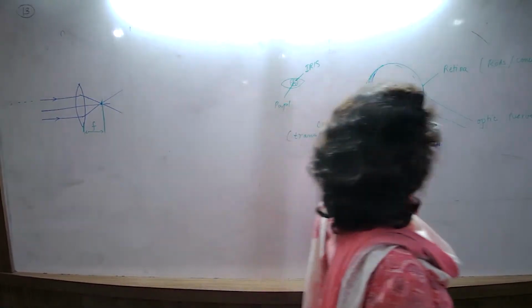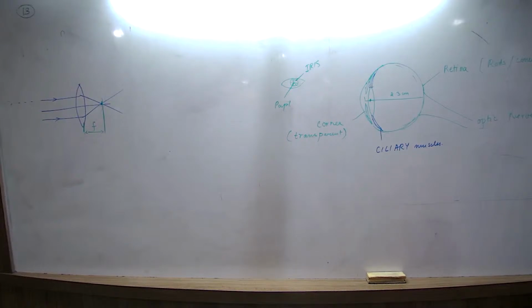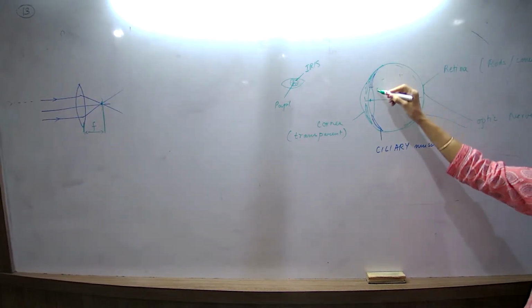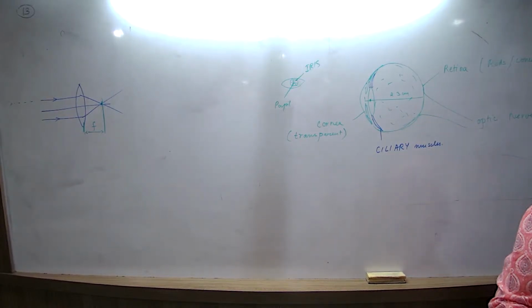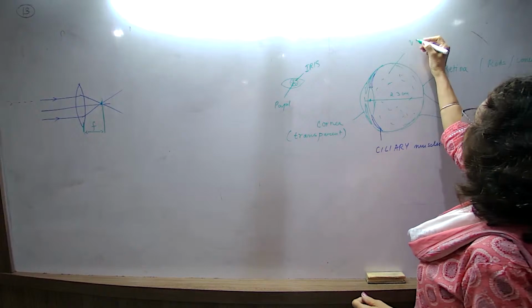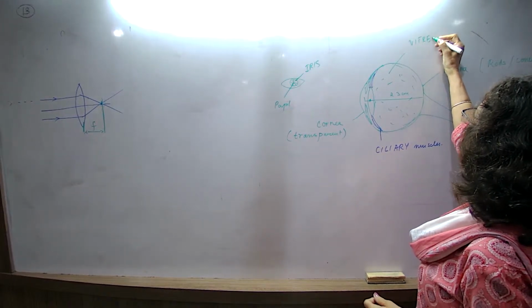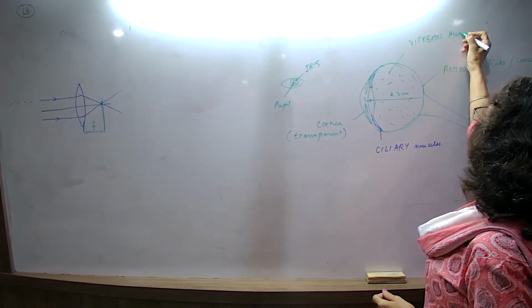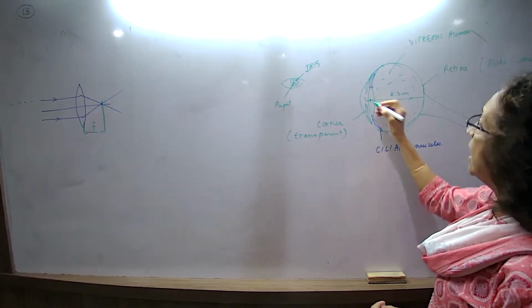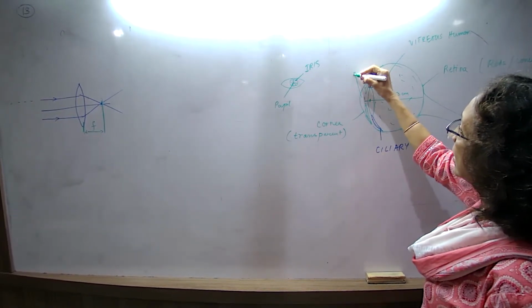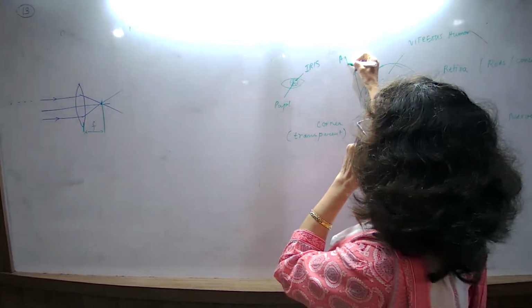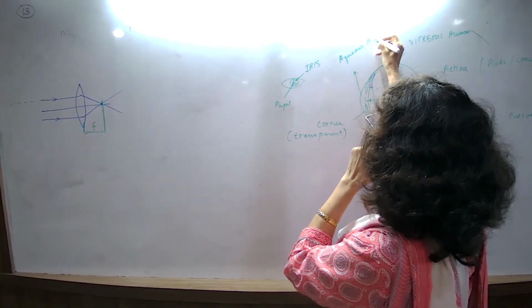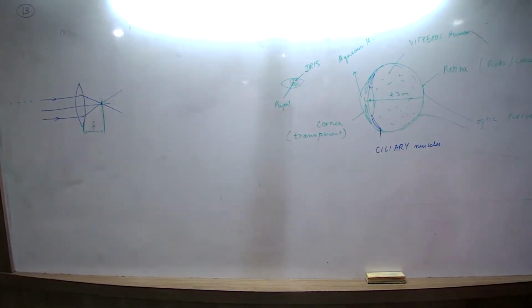Then, what is present in this cavity? Obviously, there is nothing there. There is no air. So there is a jelly-like substance, and this is what is known as the vitreous humor. What is it called? Vitreous. And this is your anterior or aqueous humor. Is that okay?